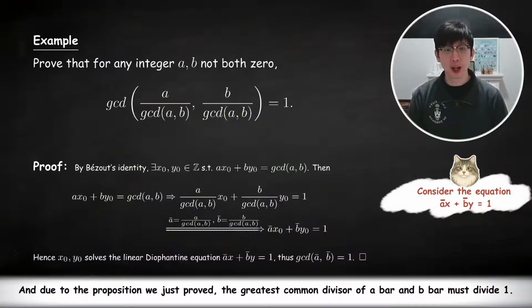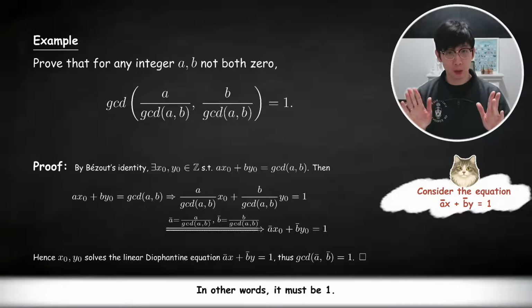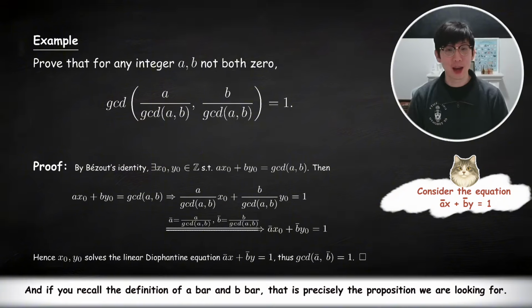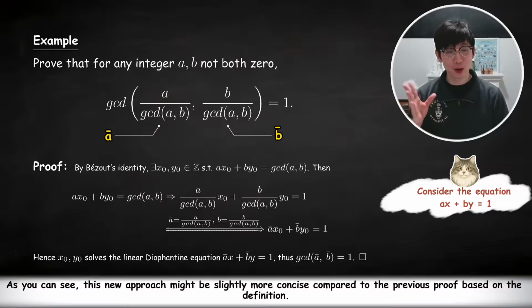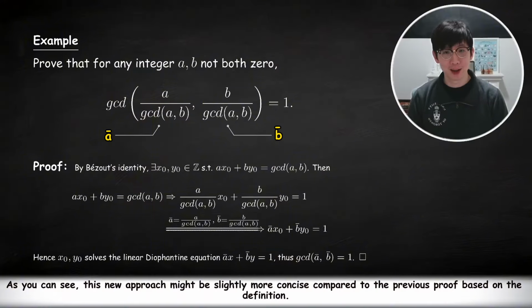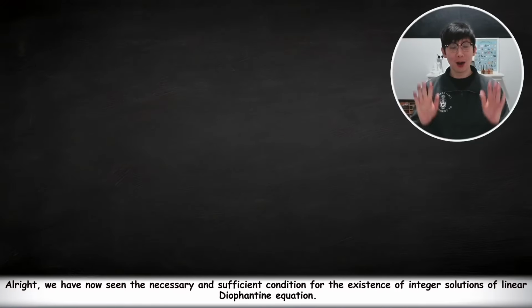And due to the proposition we just proved, the greatest common divisor of a bar and b bar must divide 1. In other words, it must be 1. And if you recall the definition of a bar and b bar, that is precisely the proposition we're looking for. As you can see, this new approach might be slightly more concise compared to the previous proof based on the definition.